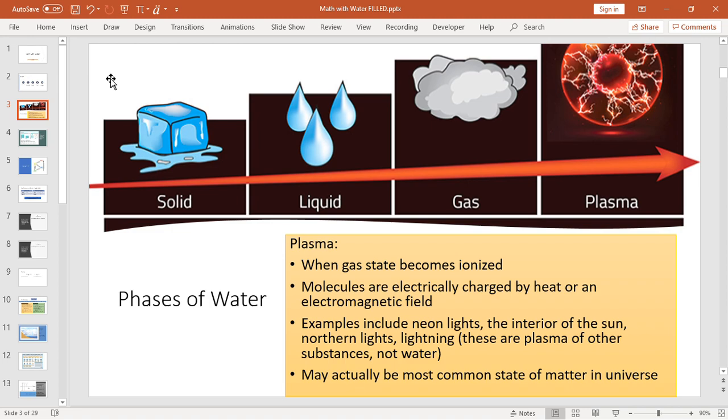It can also exist as a plasma, which is when you take the gas state and you add heat or an electromagnetic field, and at that point you ionize the hydrogen and the oxygen molecules, and they have loose electrons. Water isn't usually one we worry about the plasma state with, but if you wanted to know what plasma looks like, you've got plasma TVs, neon lights, the interior of the sun is plasma, and things like lightning and northern lights are also plasma. In that case, it's kind of the plasma of oxygen or nitrogen or the gases that make up air.